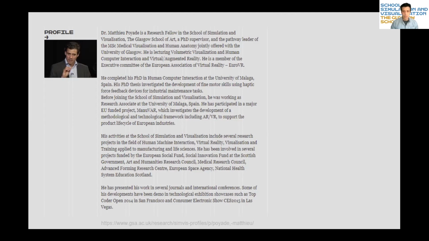Then something else which is quite interesting right now is the current global pandemic we are in, which is impeding most of the virtual reality work in the laboratory.